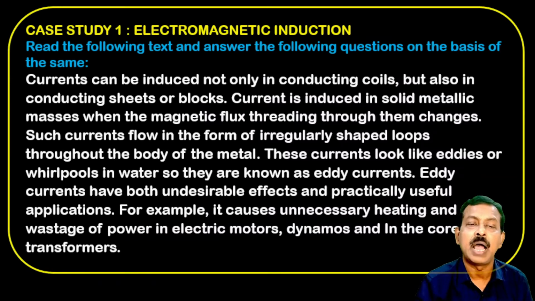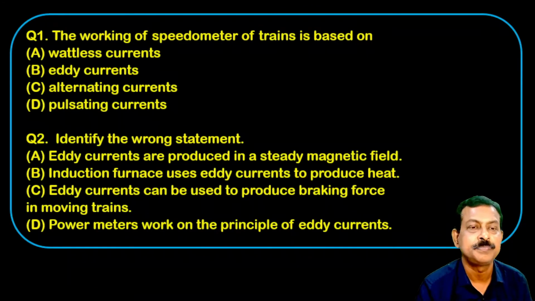Eddy currents have both undesirable effects and practically useful applications. For example, they cause unnecessary heating and wastage of power in electric motors, dynamos, and in the core of a transformer. Let's take the first question. The working of a speedometer of trains is based on the different options which are given: wattless current, eddy current, alternating current, and pulsating current. Now, this one is an eddy current application, the speedometer. So, eddy current will be the correct option.